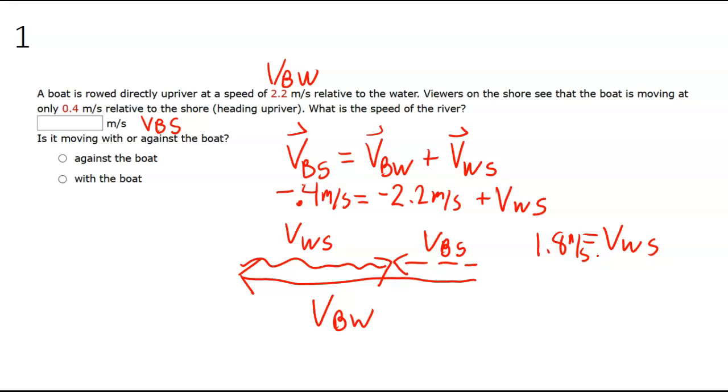If it was moving with the boat, we would have observed that the motion of the boat relative to the shore was greater than the motion of the boat relative to the water, because I'd be adding them together in the same direction.